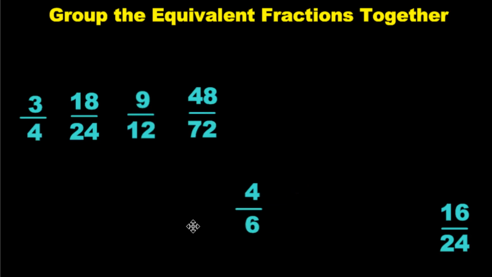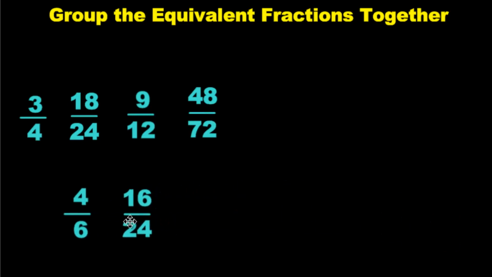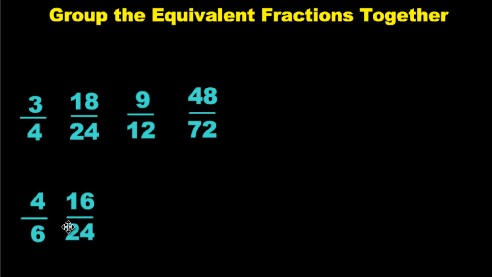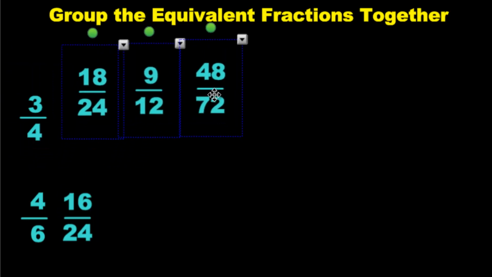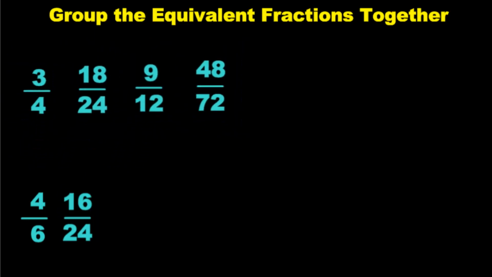So then what about these two here? Where do these two go? Well, 4 over 6 and 16 over 24 are equivalent to each other. Why is that? Because 6 times 4 is 24. So if we times the top by 4 as well, we're going to get 16, and it works. So we've got these two together. They are in their own land, and we have this group here, and they go together because they are all equivalent to one another.